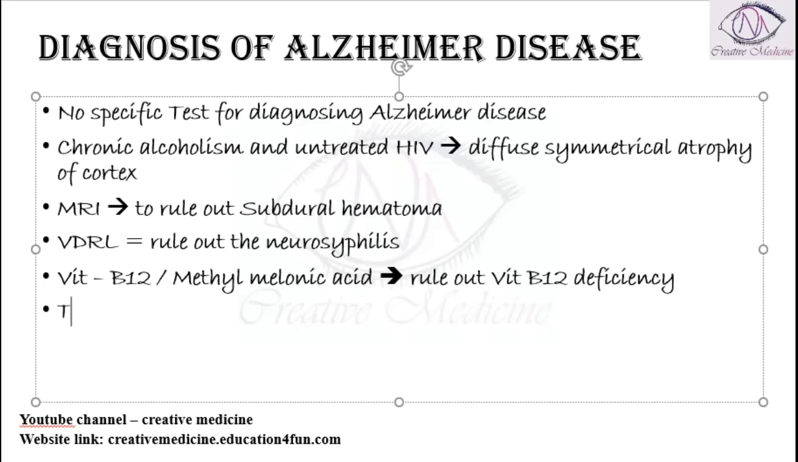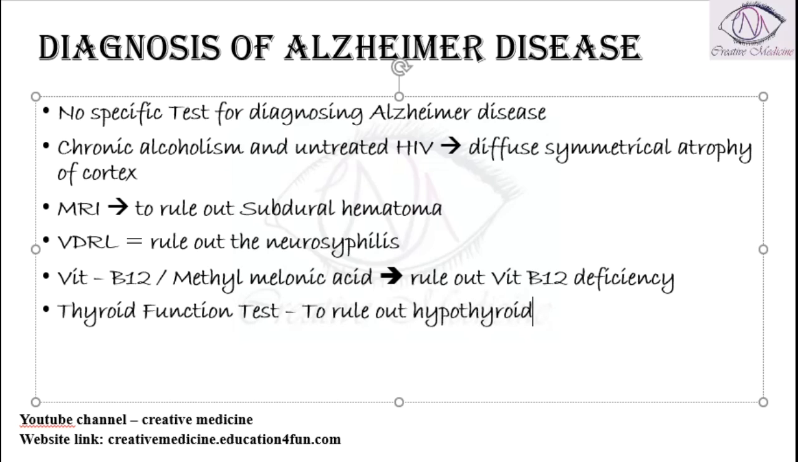Thyroid function tests, mainly the TSH, can be done to rule out hypothyroidism, because hypothyroidism can also present as dementia. Okay, all these tests are done for the diagnosis of Alzheimer's disease.